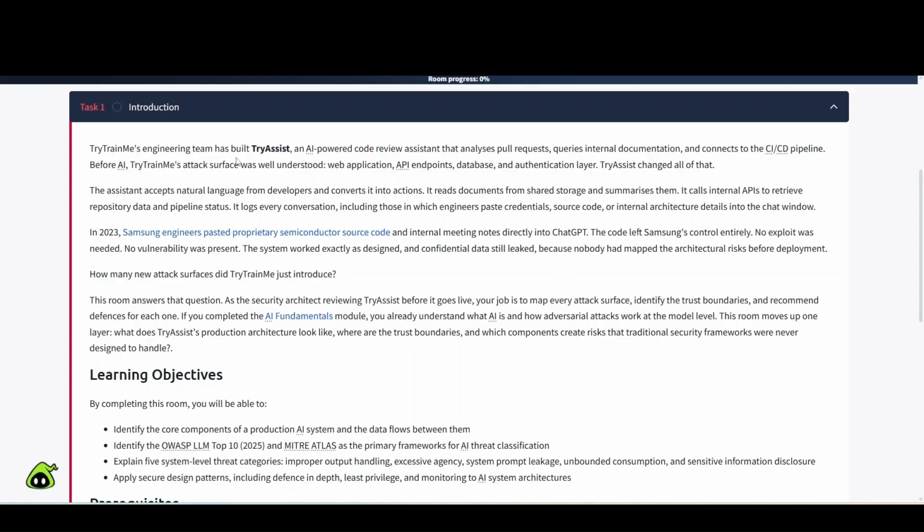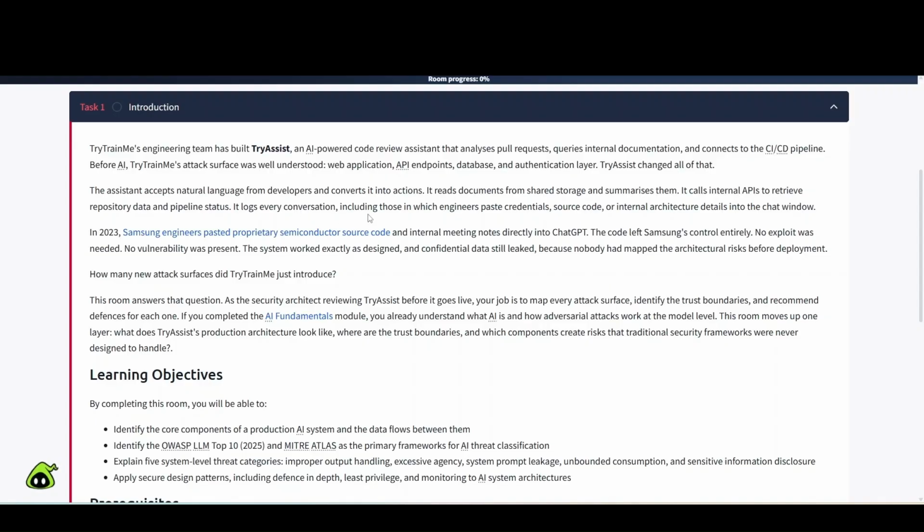TryHackMe's engineering team has built TryAssist, an AI-powered code review assistant that analyzes pull requests, queries internal documentation, and connects to the CI/CD pipeline. Before AI, TryHackMe's attack surface was well understood: web application, API endpoints, database, and authentication layer. TryAssist changed all of that. The assistant accepts natural language from developers and converts it into actions. It reads documents from shared storage and summarizes them.